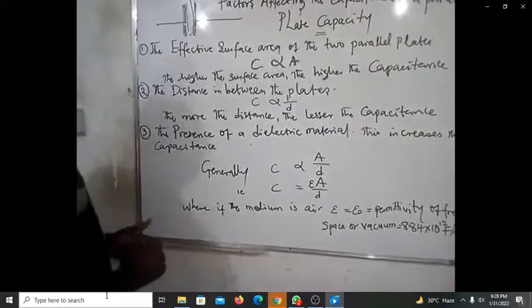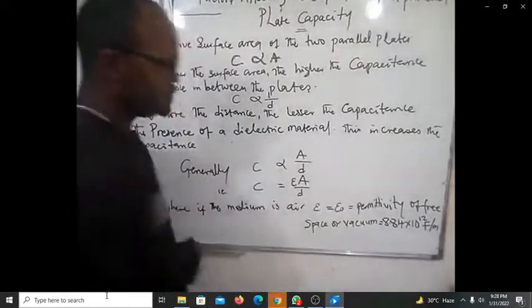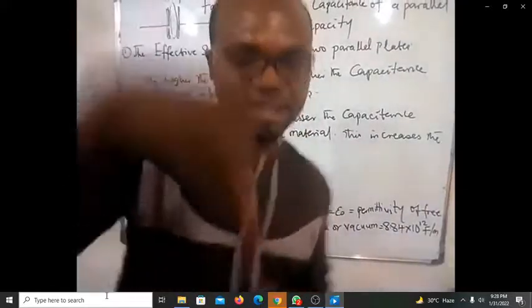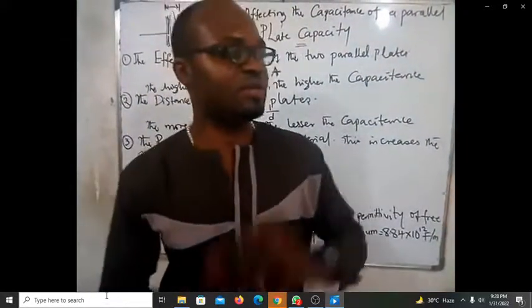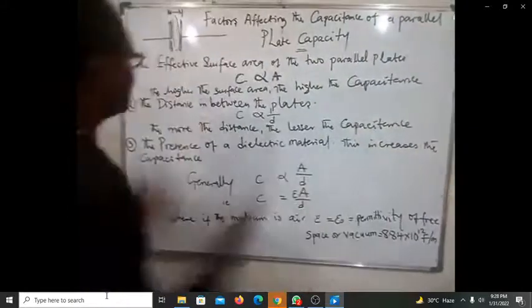The third factor affecting the capacitance of the capacitor is the presence of dielectric material. So the nature of the dielectric material inside that separates the two plates matters a lot. So you make sure that you use a dielectric material that will enable the capacitance to be high.